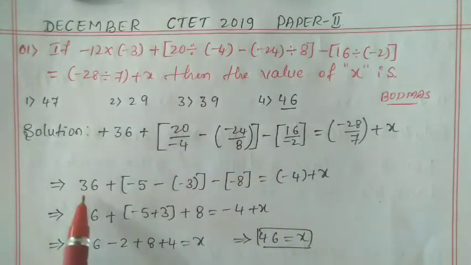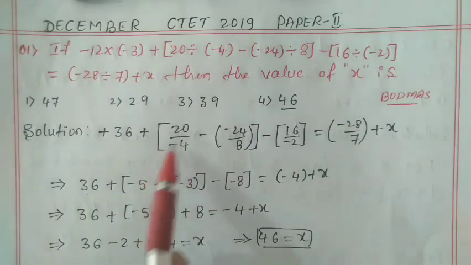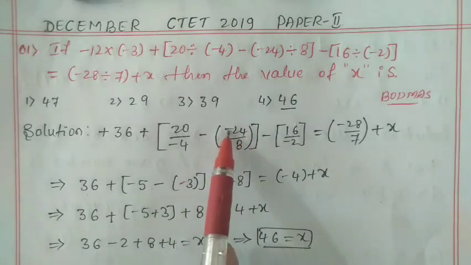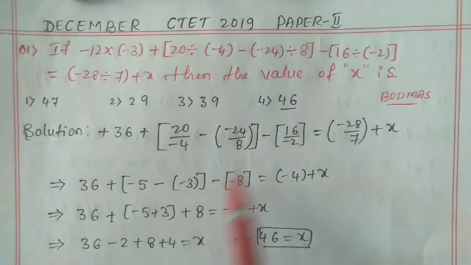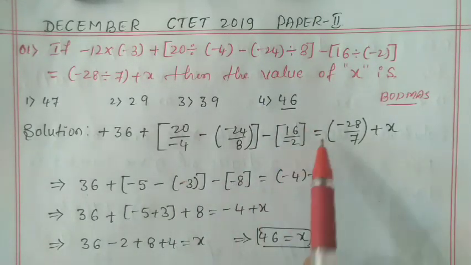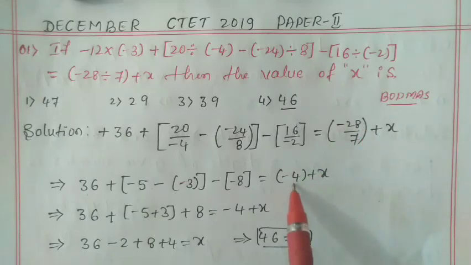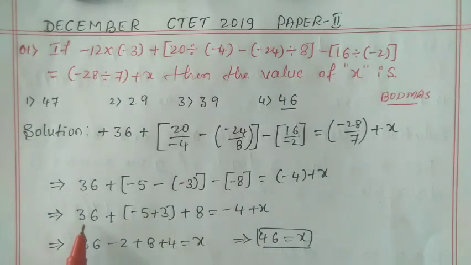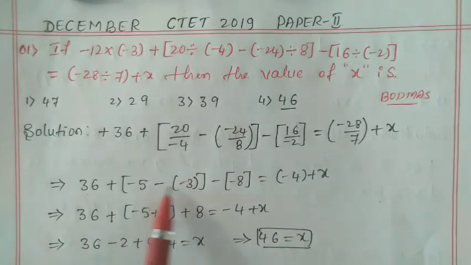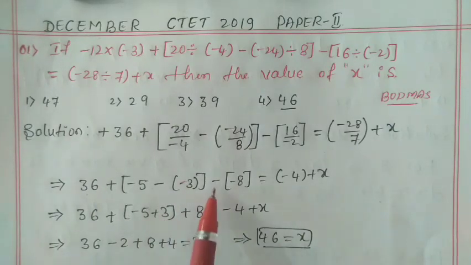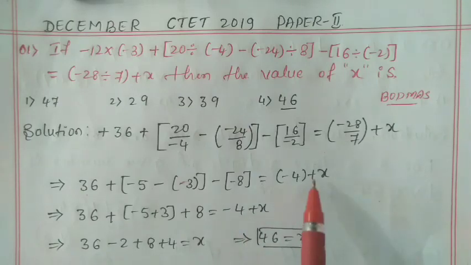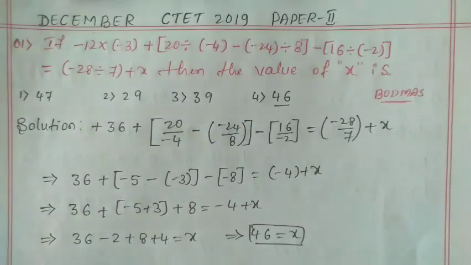After that you can write this 36 as it is, plus: 4 fives are 20, so -5. Minus of: 8 threes are 24, so you can write here -3, because minus is there. Minus of 16 ÷ -2: 2 eights are 16, so 8. On the right: 7 fours are 28, so -4, plus x. So 36, plus -5, minus into minus is plus 3, minus into minus is plus 8, which is equal to -4 plus x.